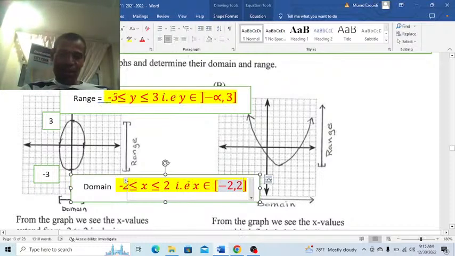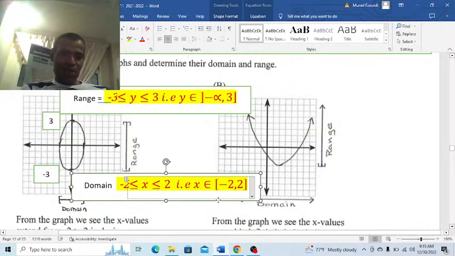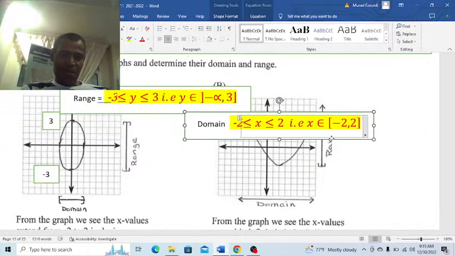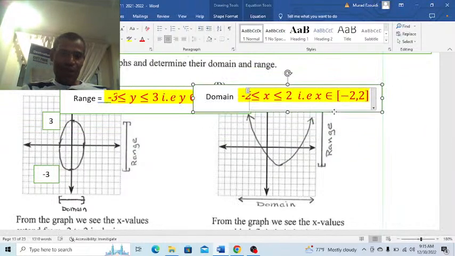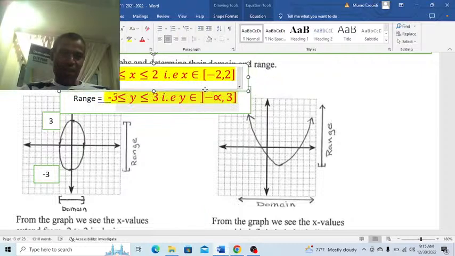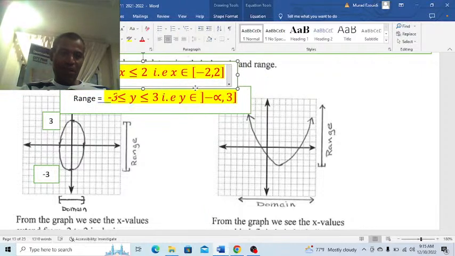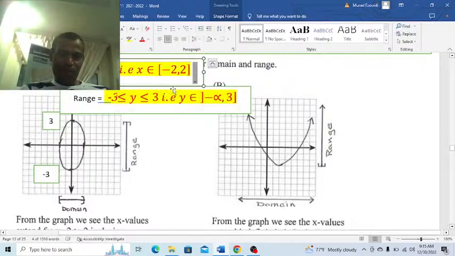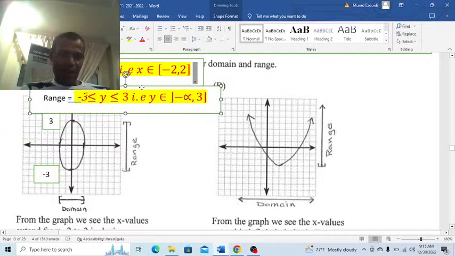The domain here is all the numbers belonging to this interval, or all the numbers between -2 and 2. So it's the same. We should be familiar with this kind of question. Now I'll just put this here. I don't know if it is clear for you or not. I'll put this here also.